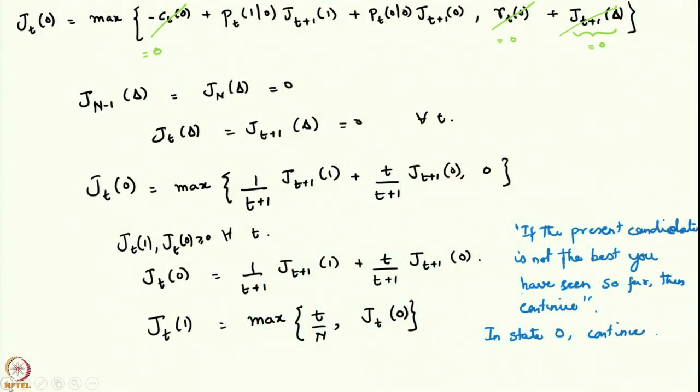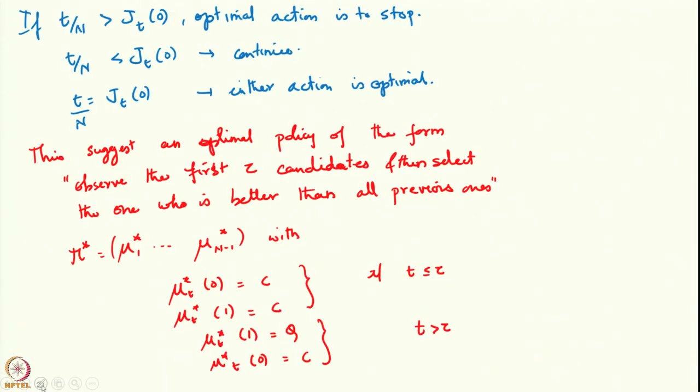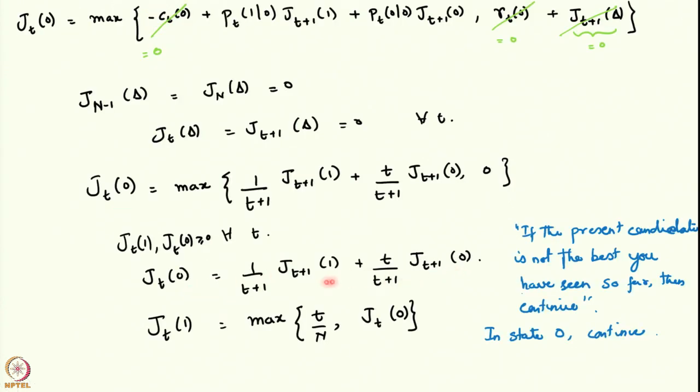Remember, the optimality of continuing up until a time tau is only in question in state 1. In state 0, we have already established that it is optimal to continue. That came about when we saw that the max of these two quantities is always the first term here, and that term is greater than or equal to 0. So as a consequence, when you are in state 0, it is always optimal to continue.